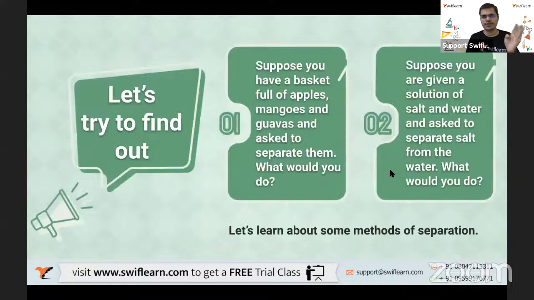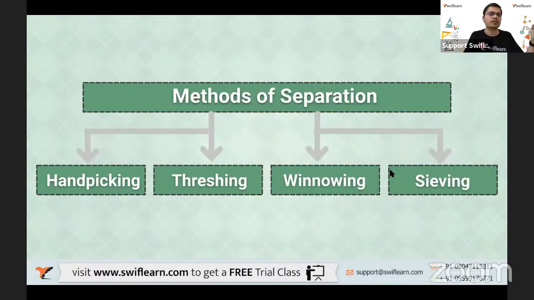Right? 4 processes, as I gave the example of apples, mangoes, and guavas, and in the second case, salt and water. So 4 processes: hand picking, threshing, winnowing, sieving. Hand picking, threshing, winnowing, sieving. Right? These are the 4 processes of separation.